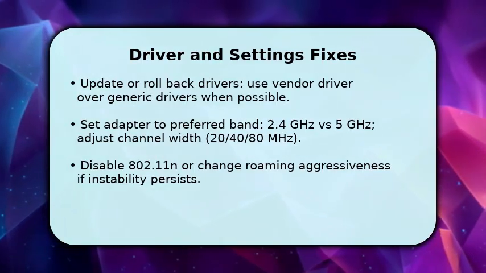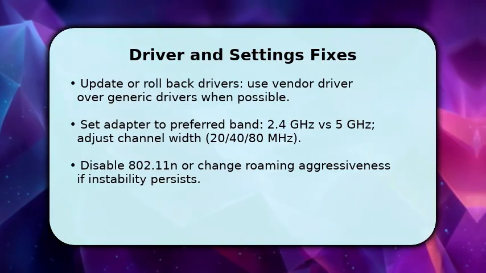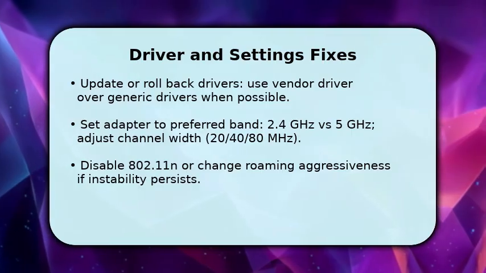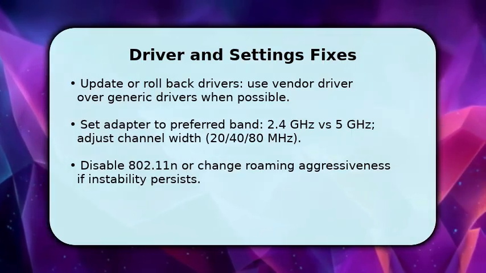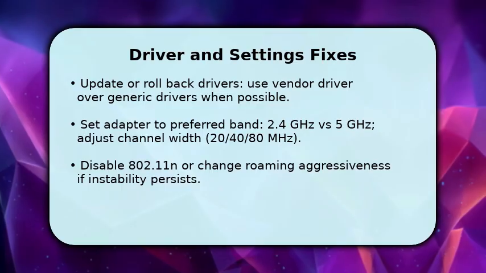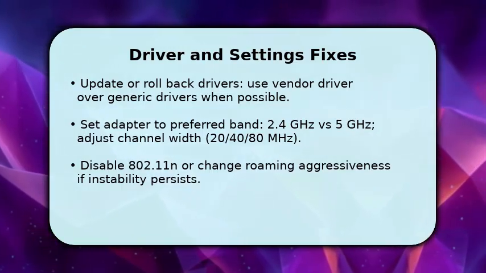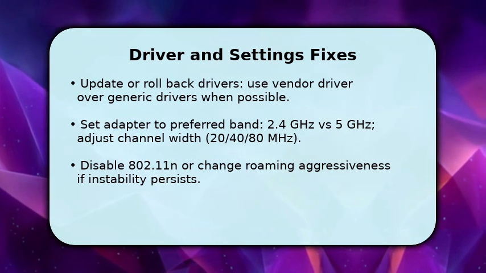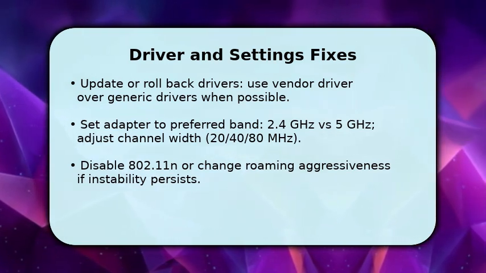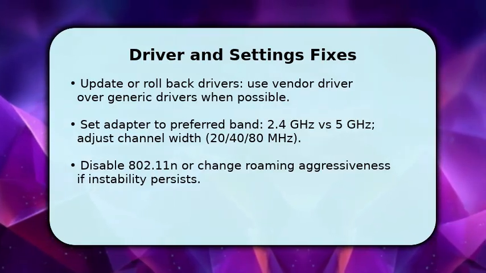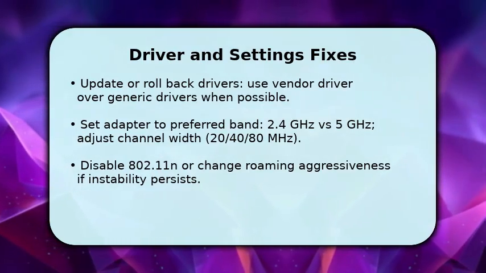Then open the adapter advanced properties. Force a preferred band: 2.4 GHz for range, 5 GHz for stability. Adjust channel width to 20 or 40 MHz and try disabling 802.11n if older APs misbehave. Additionally, lower roaming aggressiveness so the adapter stops flipping APs frequently. After each change, reconnect and observe for several minutes to gauge improvement.